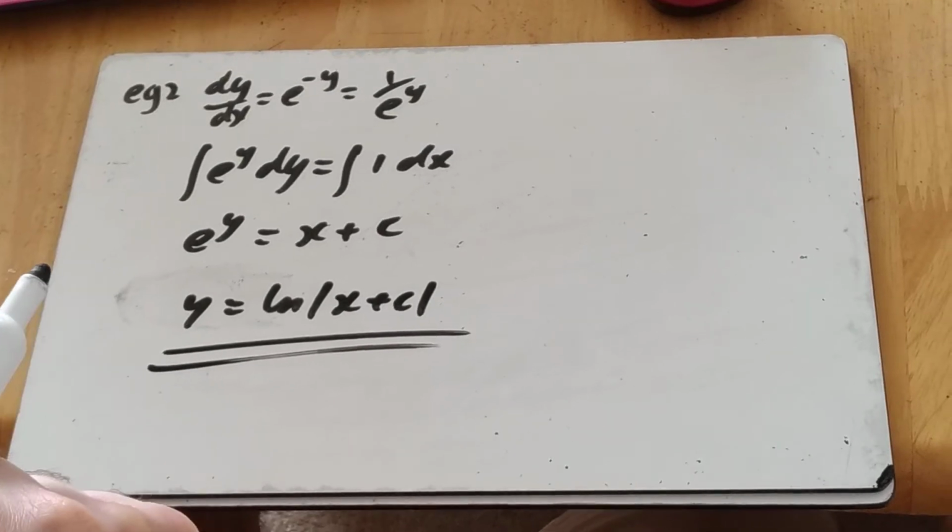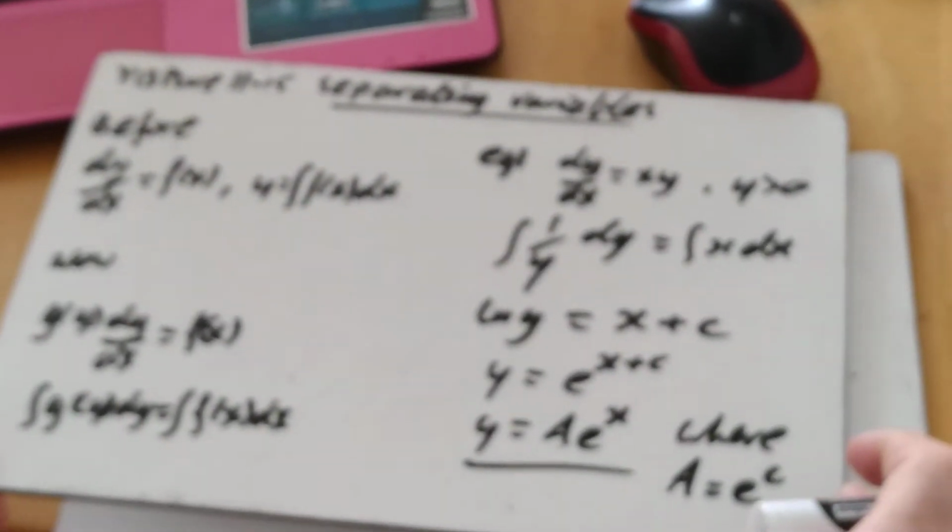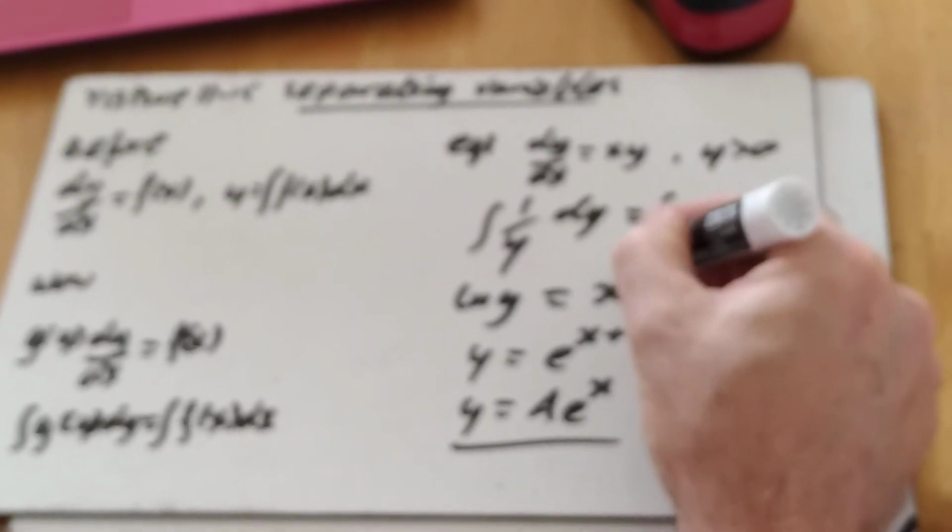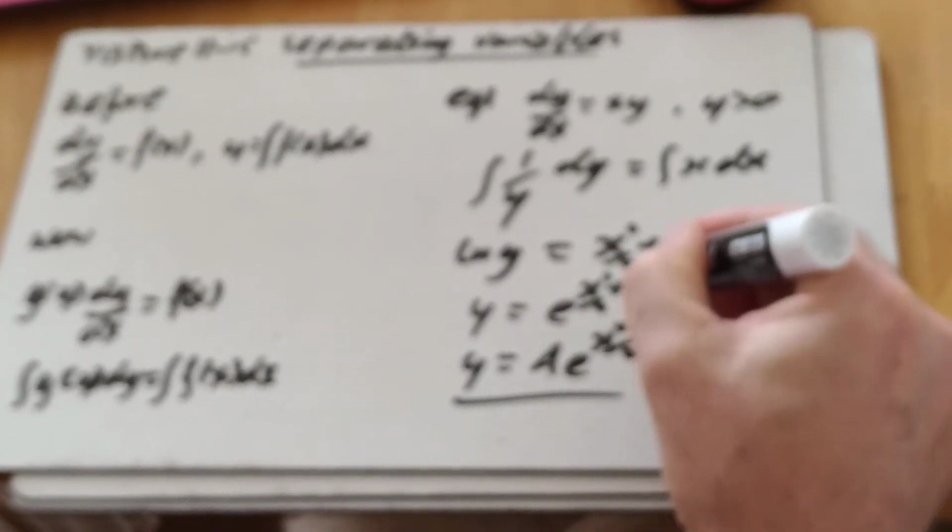Let's go back then to example 1. For some reason, I integrated x as x when I should have had x squared over 2. And there, and there, and leave it as x squared over 2.